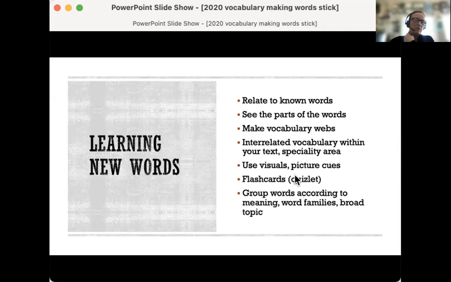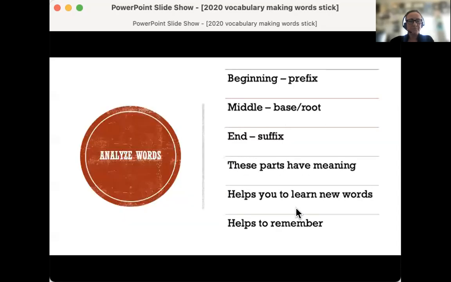There are some options if you have online access to textbooks. They sometimes have those kinds of resources already in online textbooks, but certainly you can make your own in a very quick way if you know about Quizlet. And again, I'm going to talk about how we can connect words interrelated within specialty areas, but for broader topics as well.